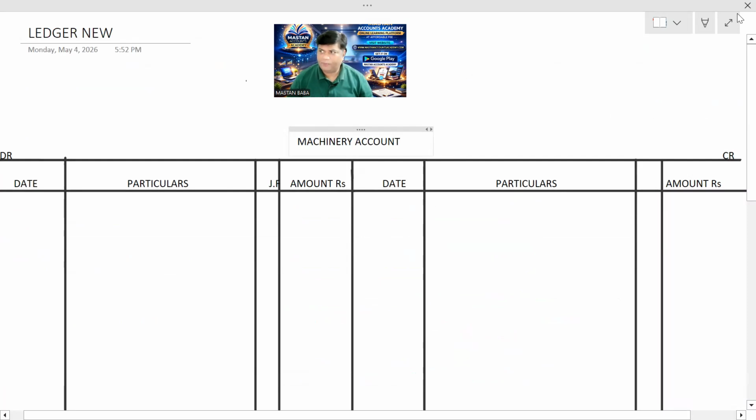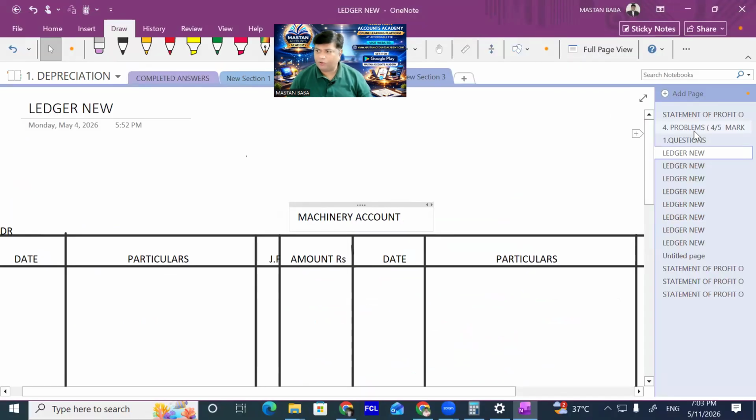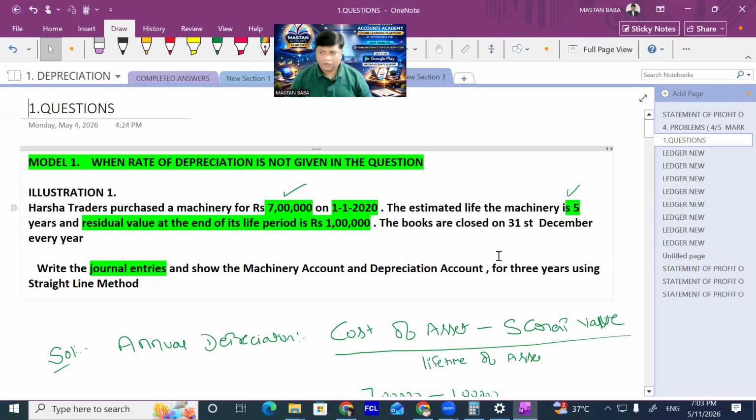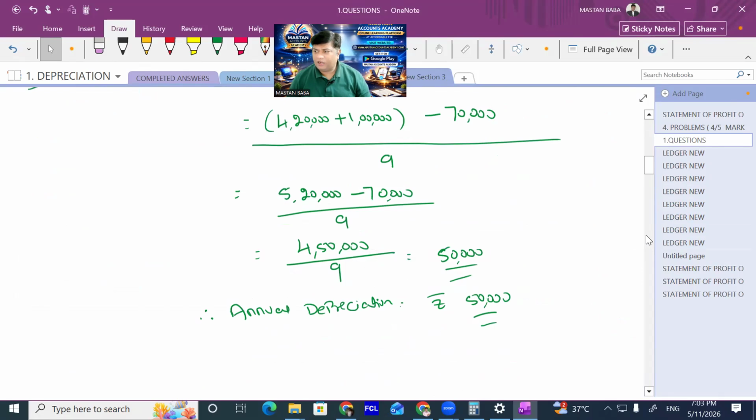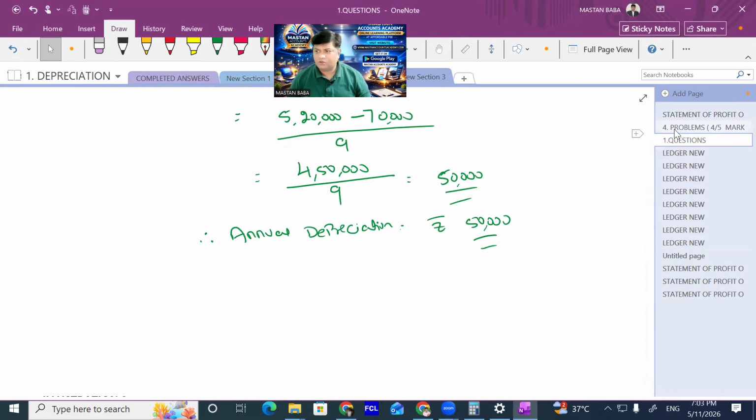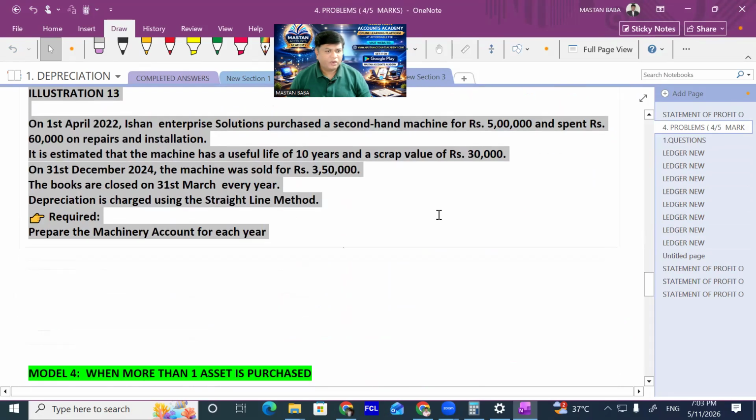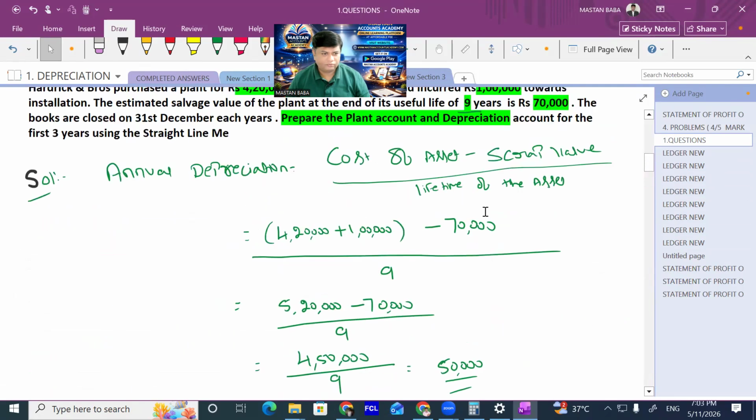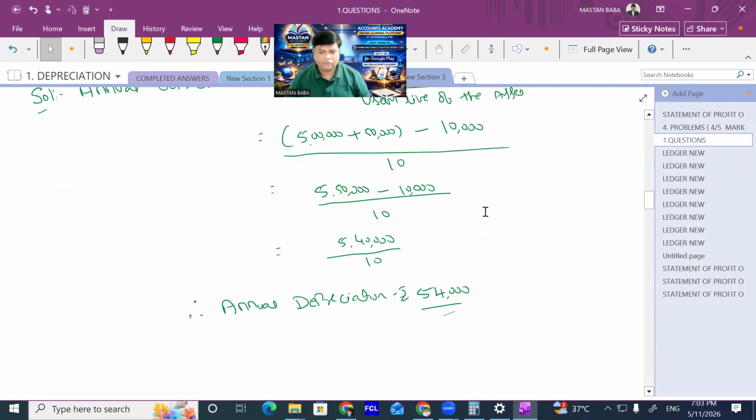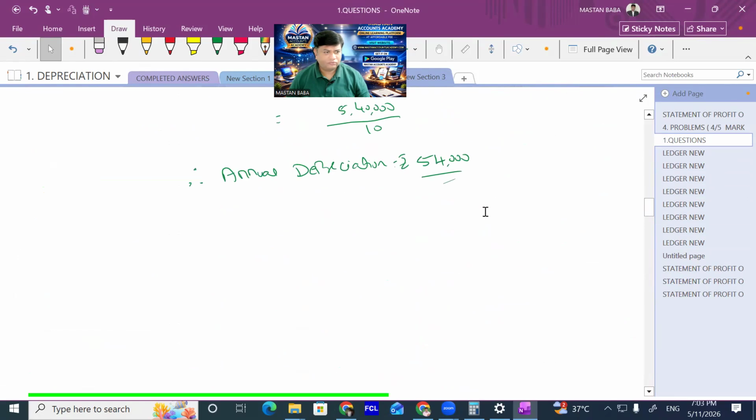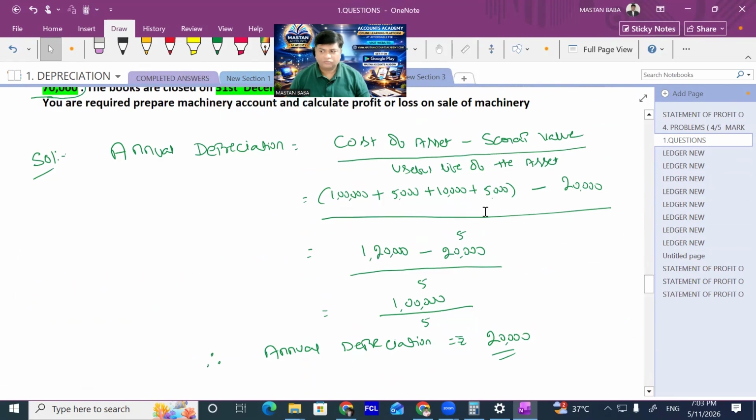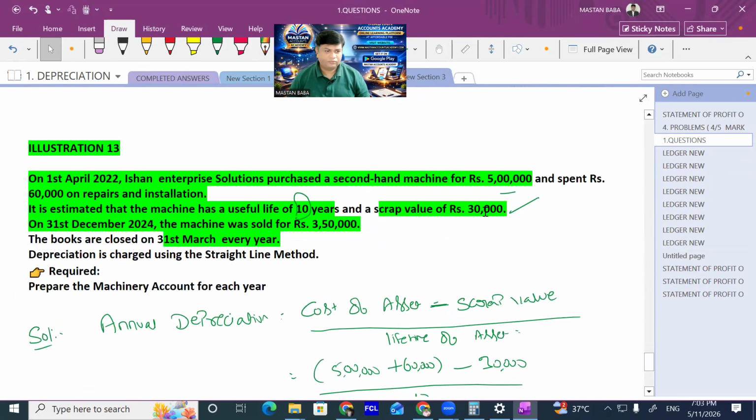So first of all, they purchased on 1st April 2022. You have to remember the question perfectly. Clearly they have given when it is purchased. It is clearly mentioned in the question. It is purchased on 1st April 2022. On which date it is purchased? 1st April 2022.